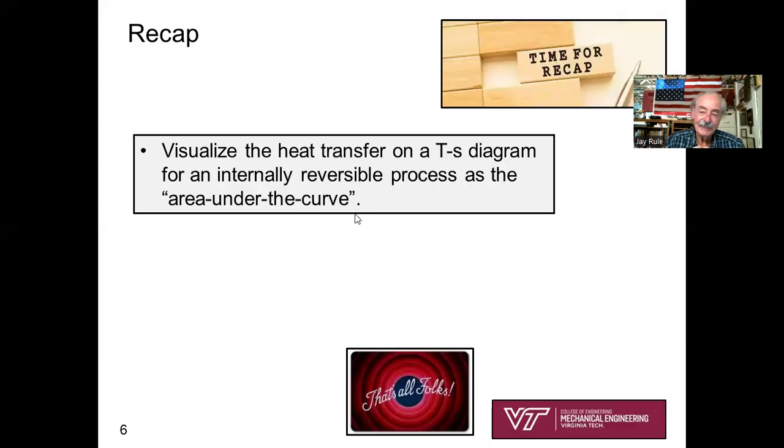That brings us to the end of this video where we didn't do any computations. We simply visualized things. The big takeaway here is that you can visualize heat transfer on a TS diagram for any internally reversible process as the area under the curve. So that's the big takeaway.